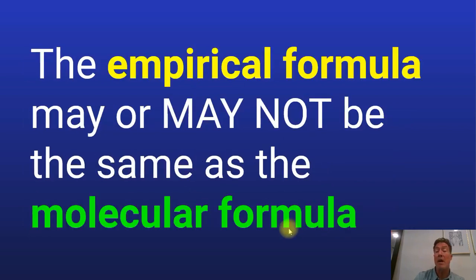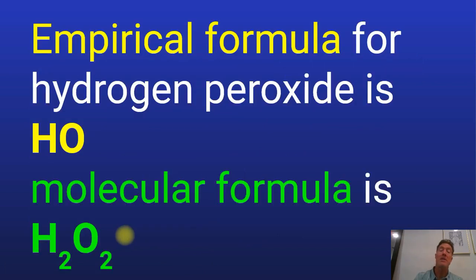The empirical formula, this is important, may or may not be the same as the actual molecular formula. The molecular formula is the molecule as it really and truly exists. So here's an example of the difference. If we calculated the empirical formula for hydrogen peroxide, we would find that the hydrogen and the oxygen are in a 1-to-1 ratio. So we would just say the empirical formula is HO, 1H, 1O. However, we know that the molecular formula for peroxide is actually H2O2.